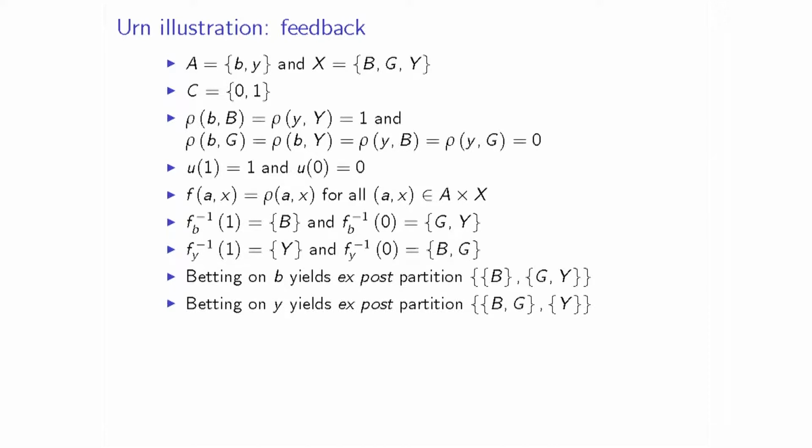If the decision maker opted to bet on yellow, his exposed information partition will be either yellow was the color of the ball drawn, or it was either black or green. Okay.